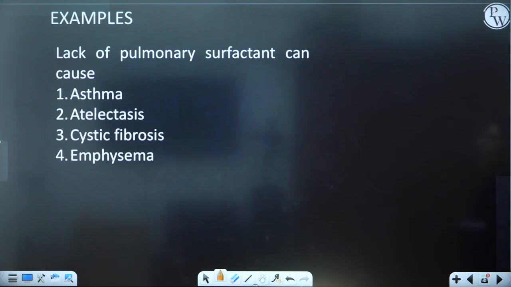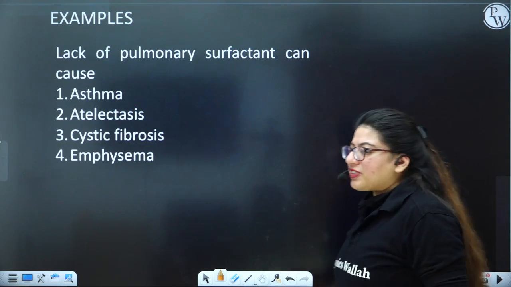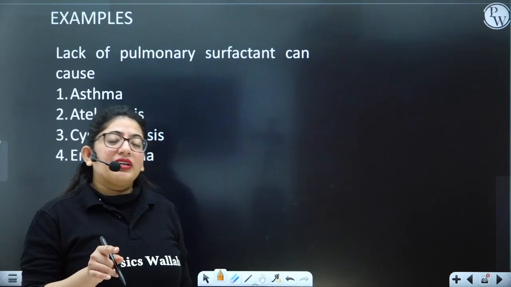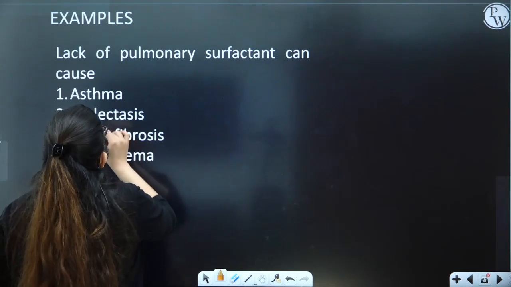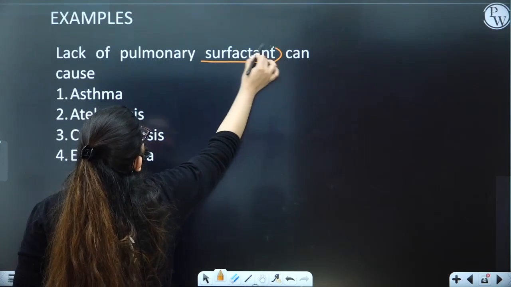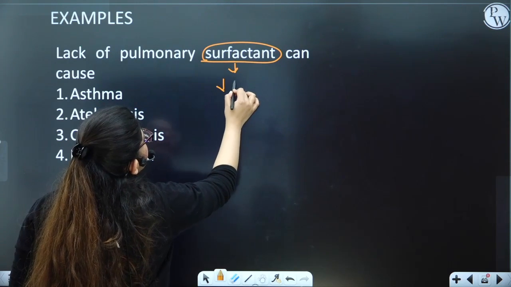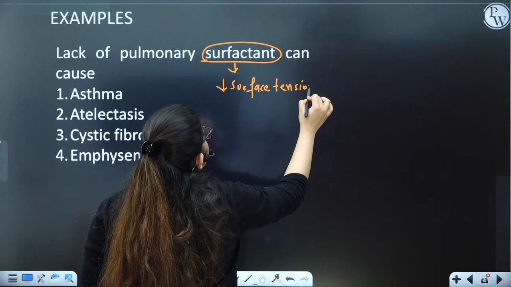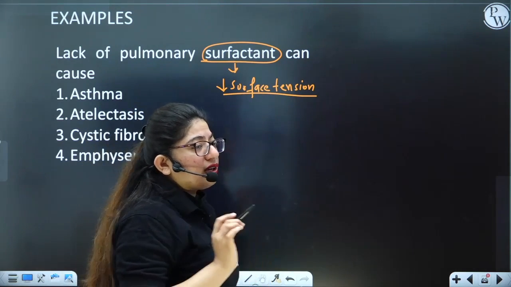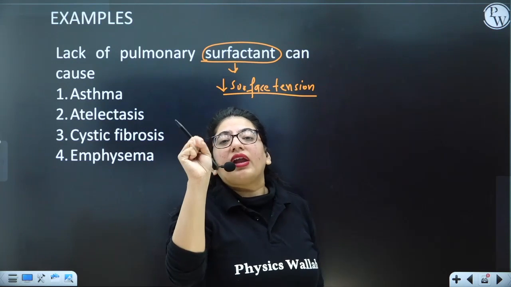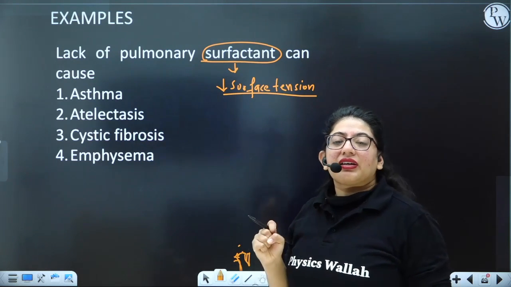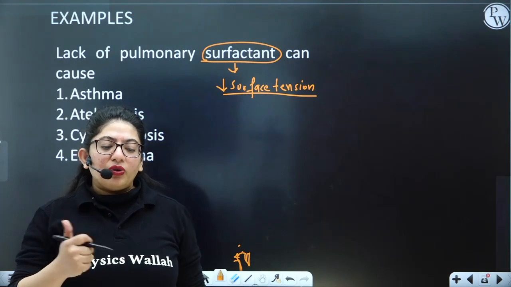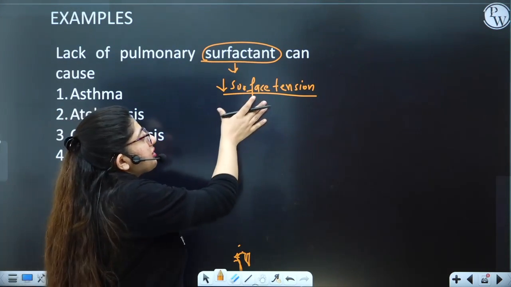Lack of pulmonary surfactant can cause. Okay. As we have discussed, one cause of atelectasis was emphysema. The other can be the lack of lecithin. Remember lecithin? We have discussed surfactant. What is a surfactant? That decreases surface tension. What is lecithin? Lecithin is a phospholipid. We have discussed it prevents the collapse of alveoli, right? It is secreted by type 2 alveolar cells. So why do you call it a surfactant? Because it decreases surface tension.